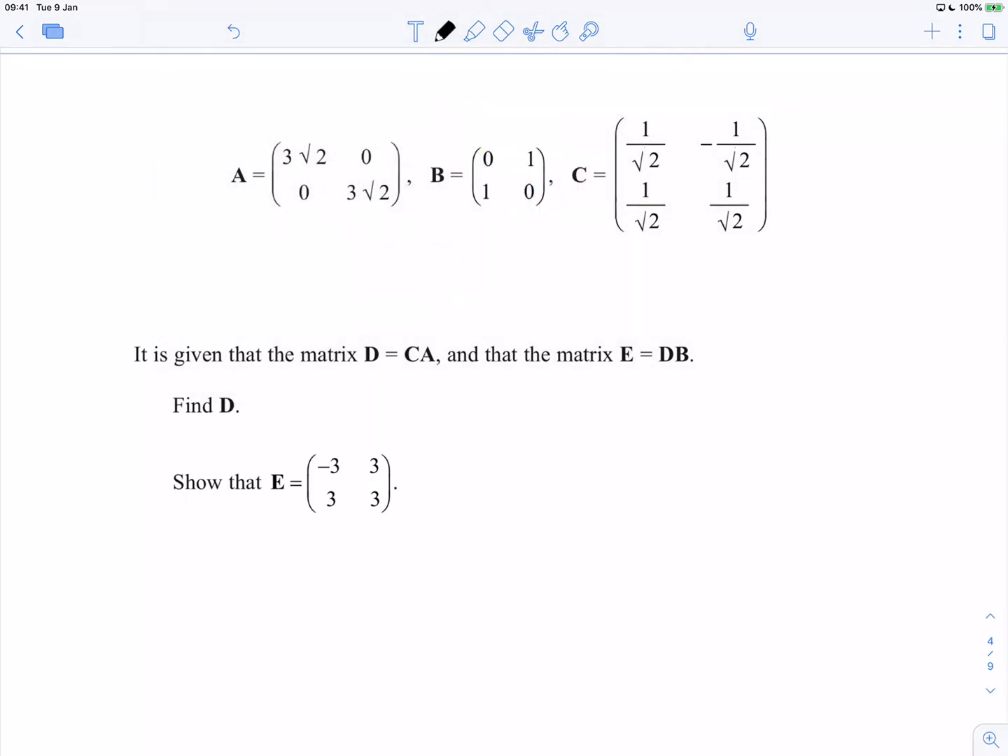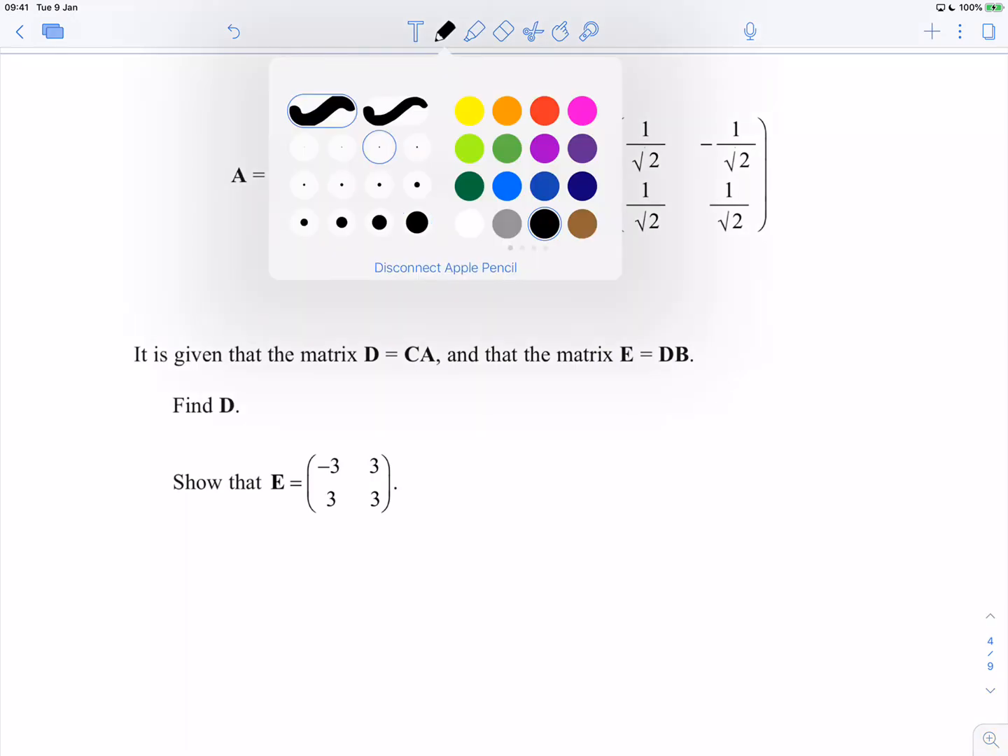Okay, so the matrices A, B, and C are given as follows. It's given that the matrix D equals C times A and the matrix E is D times B. Find D and show that E is that. If you want to pause the video and give it a go yourself, I'm going to go through it in a minute. Right. Okay, find D. So what is D telling me to do?